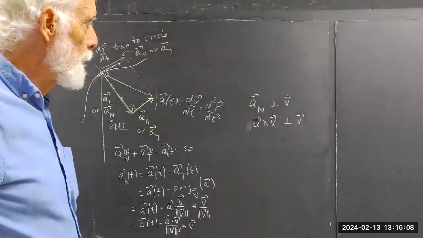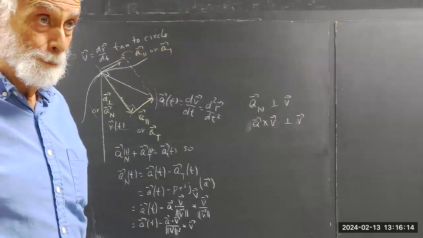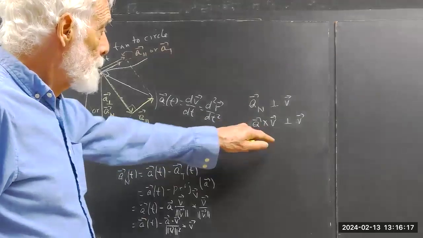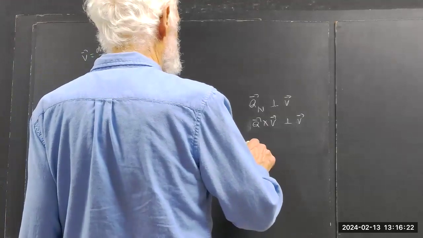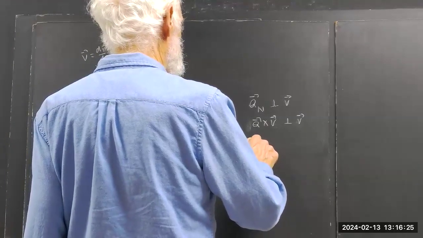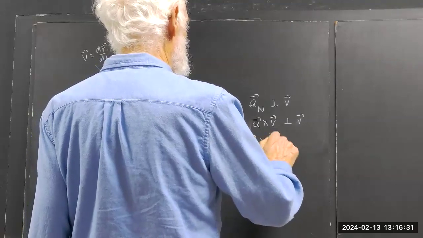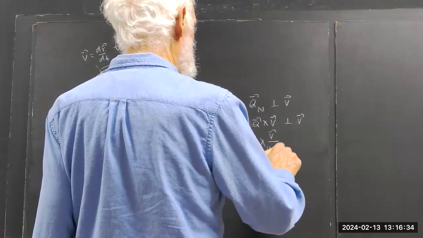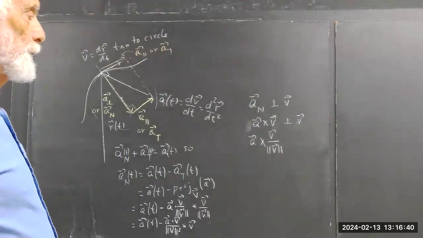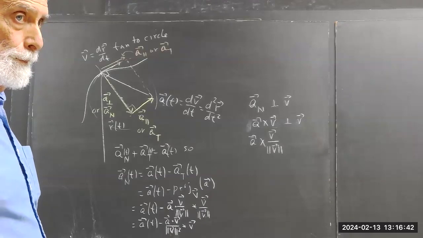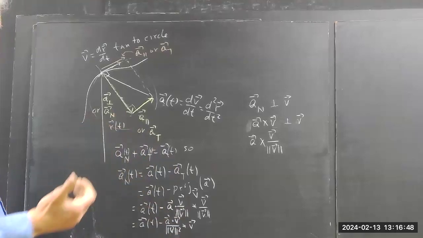Your normal vector's got to be perpendicular to B. So you do the cross product, you get this. At least we got a vector that's perpendicular to B. What about A cross B over the magnitude? Well, that's just the vector crossed with a unit tangent.